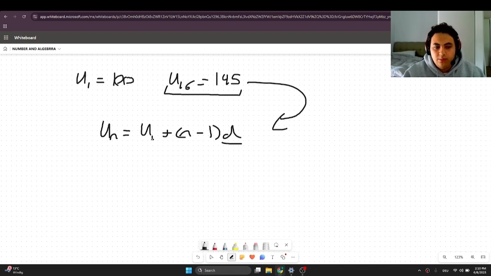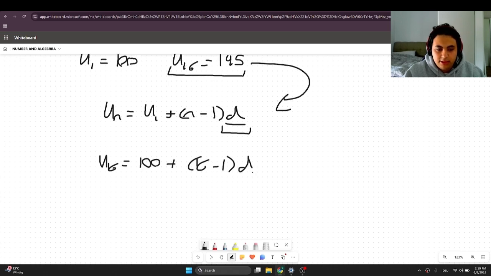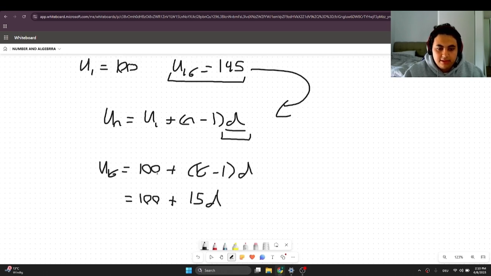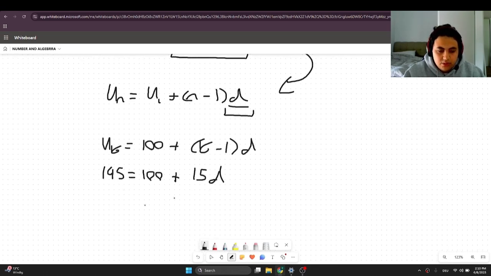And we already have u1. So then the only unknown variable in this case is going to be d, which we can then solve for if we have all the other variables. So u_n, we're going to replace that: u16 is equal to u1, which is 100, plus 16 minus 1, so 15, multiplied by d. So 100 plus 15d. And we know that u16 is given up here, it's 145, so we're going to say 145. So when you solve for this, d is going to equal 3, okay?